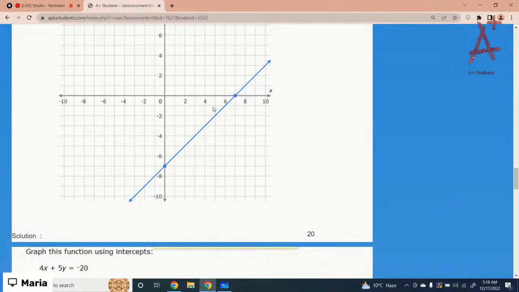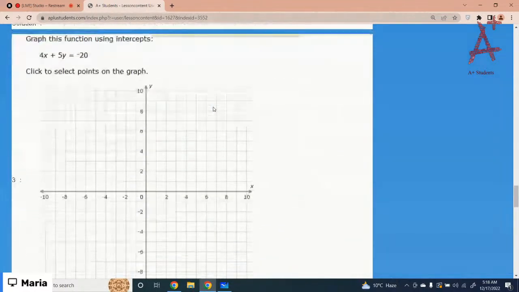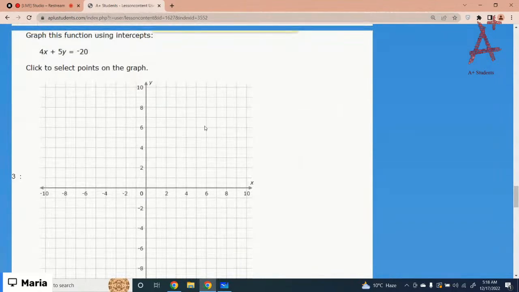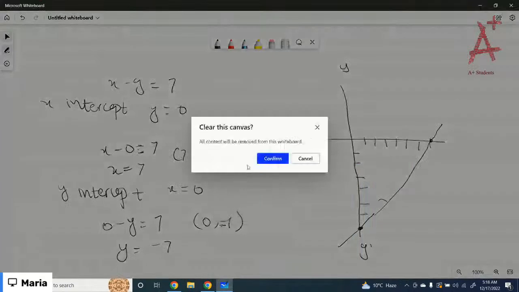Okay, let's just start with the next one, that is 4x plus 5y equals negative 20. Got it? So let me write down the equation. 4x plus 5y equals negative 20.